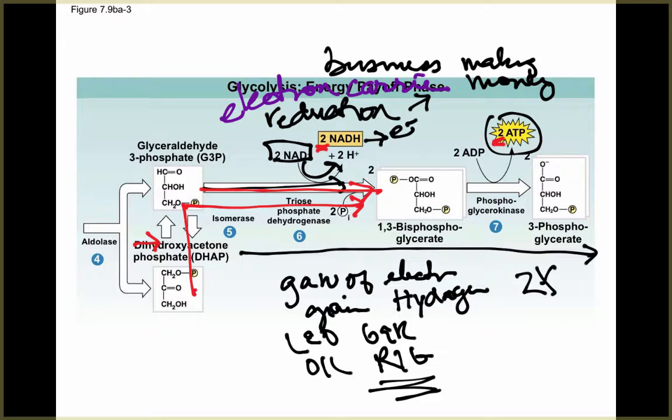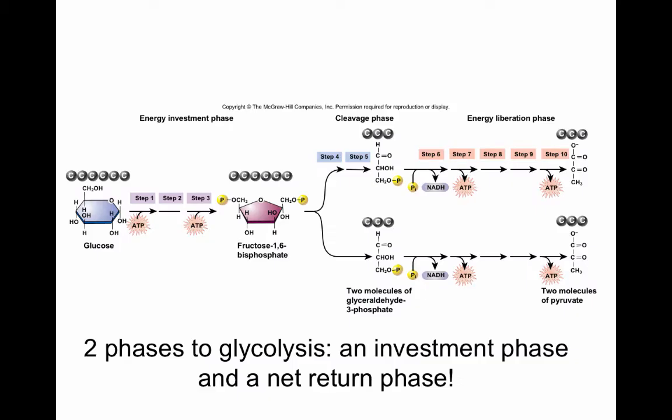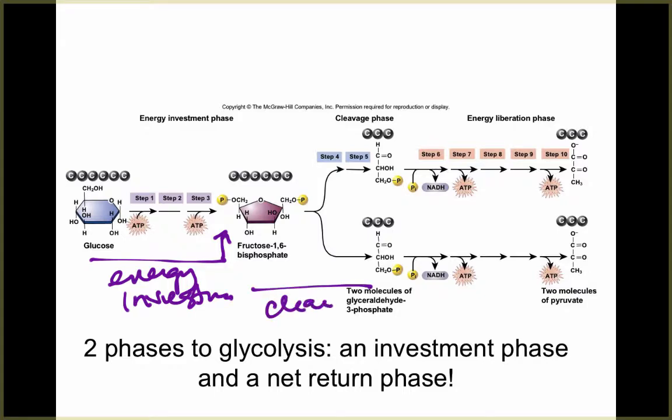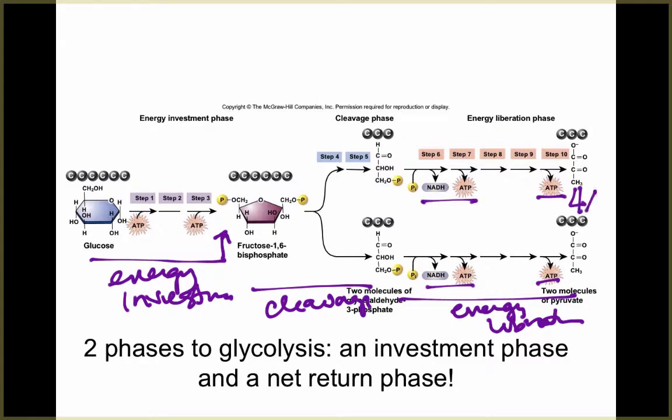Essentially, if we have 2 here in this one reaction, then you're going to say times 2. So essentially, you're making 4 ATPs total. And so this is the whole reaction scheme here, right? And so essentially, you have here, which is energy investment. We have here, which is cleavage. Then we have here, which is energy liberation. And it's actually showing you here that you have the 4 ATPs being made.